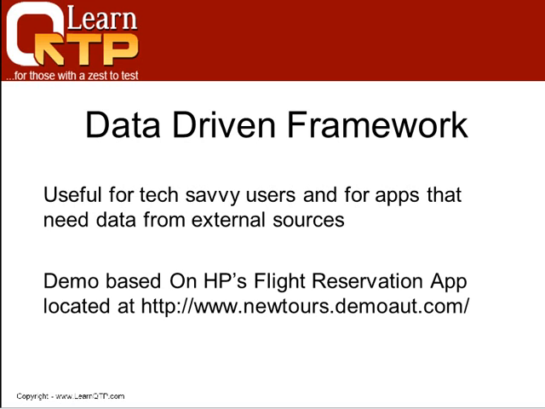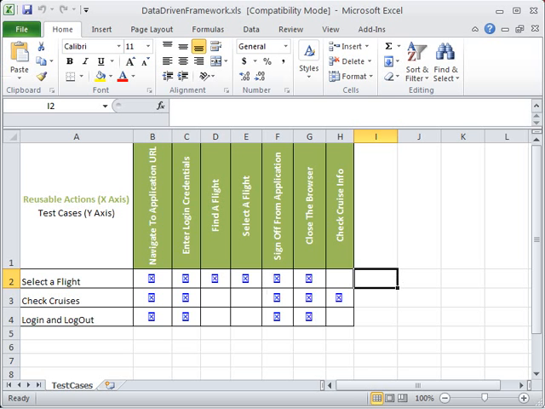For this demo, we have used HP's flight reservation sample application, the web-based sample application that is located at newtours.demoaut.com. For planning purposes, we have created an Excel sheet by the name test cases. This Excel sheet consists of 3 test cases for the flight reservation application.